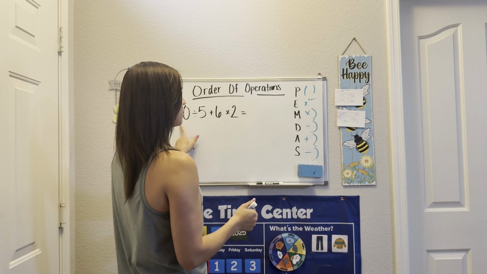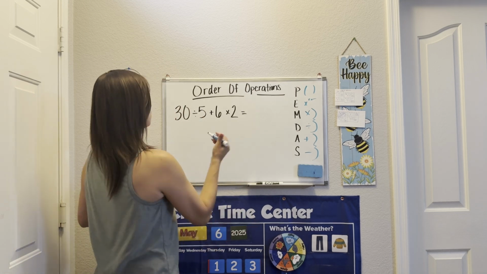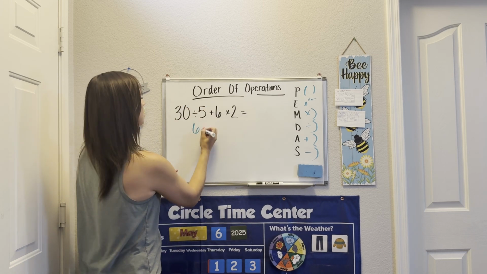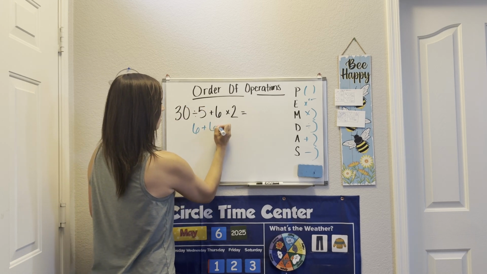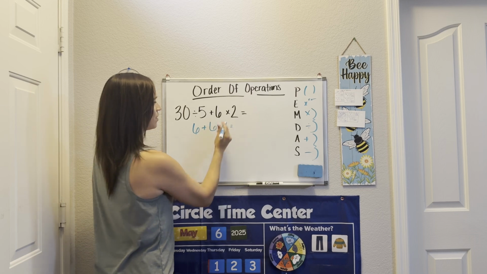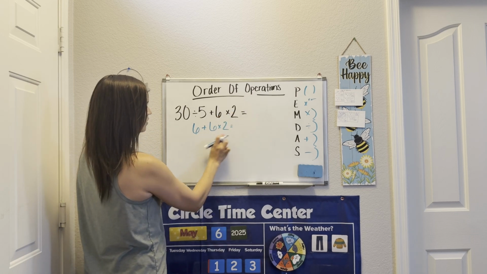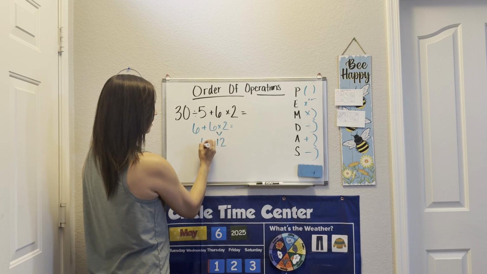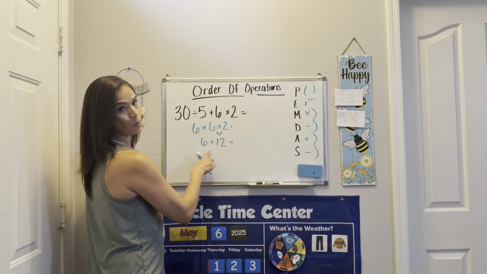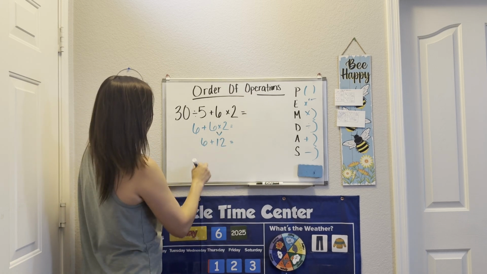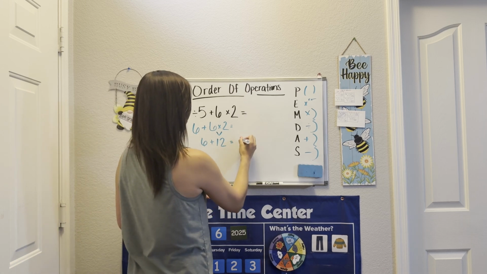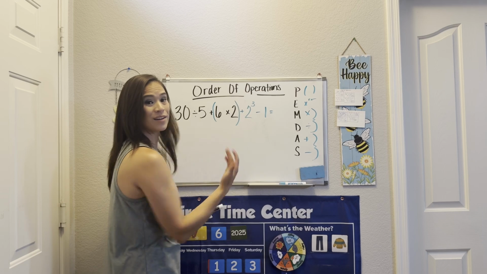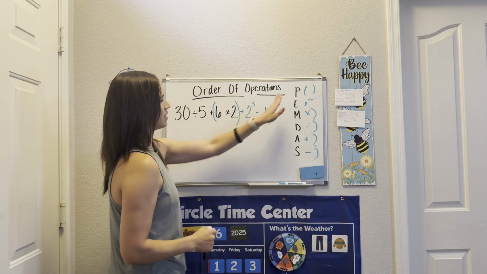So we have our 30 divided by 5, which is 6. Because if you work backwards, 6 times 5 is 30. We're still gonna drop everything else down, or you can solve for that as well. Now we have our 6 times 2, which will give us 12. Drop everything else down. And now we have just one more remaining, so we'll just go ahead and solve for our answer. So 6 plus 12 will give us 18.